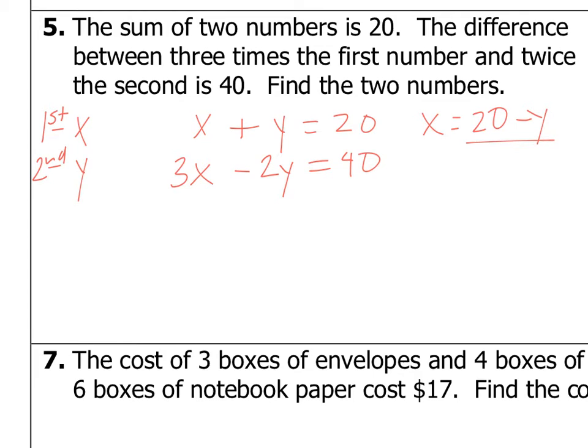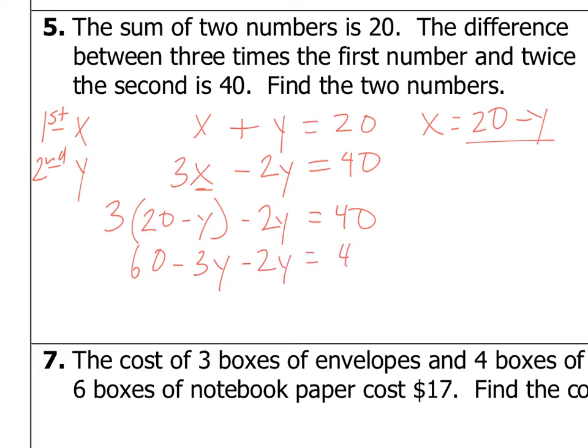And let's plug this expression in everywhere I see an x right here. So 3 times 20 minus y minus 2y equals 40. A little bit of distributive property here. Let's say, hey, all this combines to -5y. Need to move 60 to the right-hand side. It's a positive 60, so we're going to subtract 60. So this turns into -20, and y turns out to be +4.